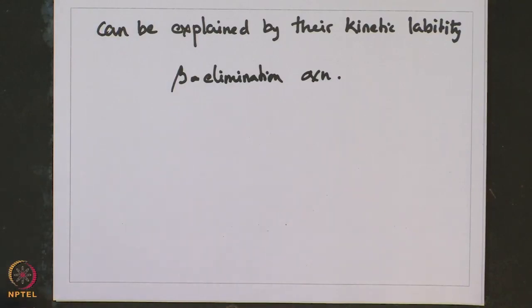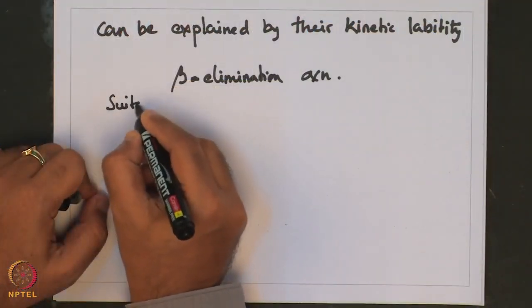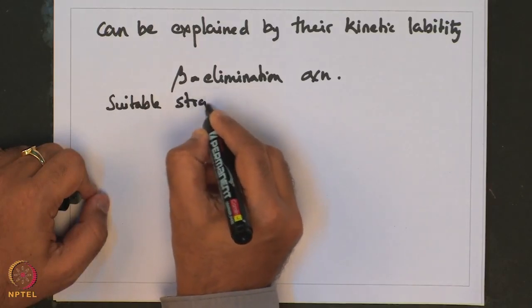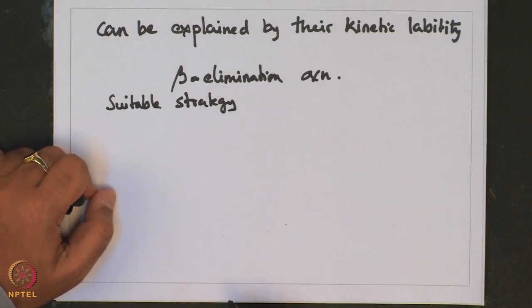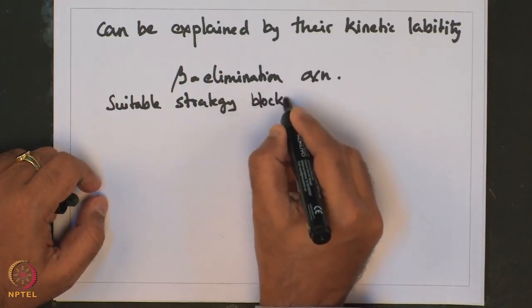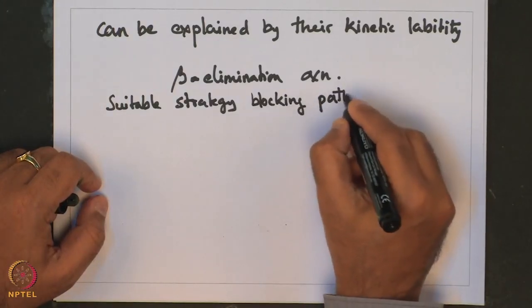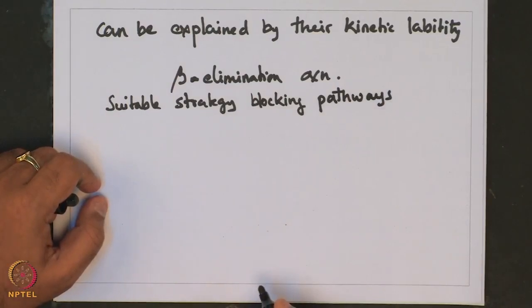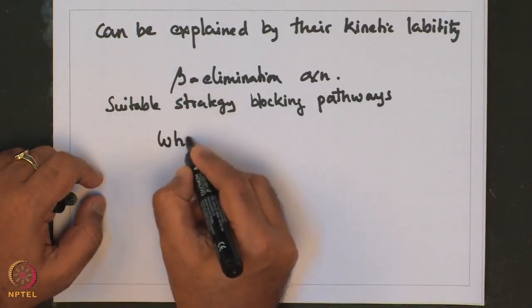Beta elimination reactions are reactions which occur for transition metal complexes leading to their decomposition. Hence, a suitable strategy involves understanding the beta elimination reaction and blocking pathways that suppress or blocking pathways that allow beta elimination reactions. Now, let us take a look at what this beta elimination reaction is.